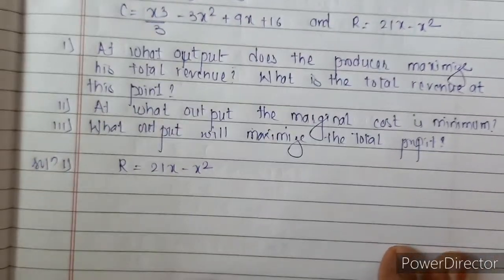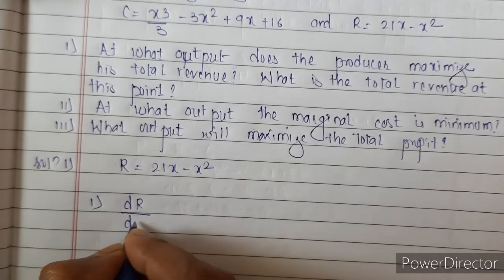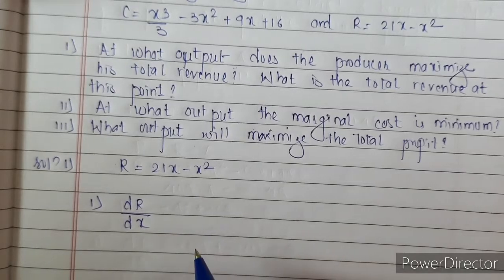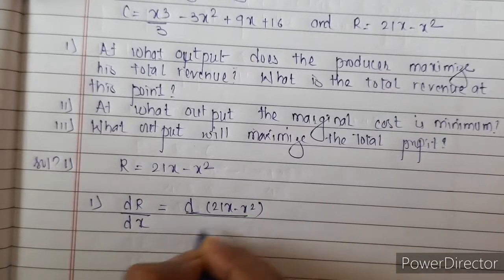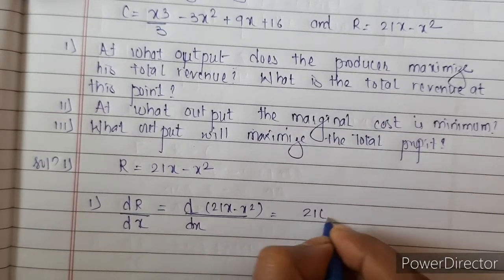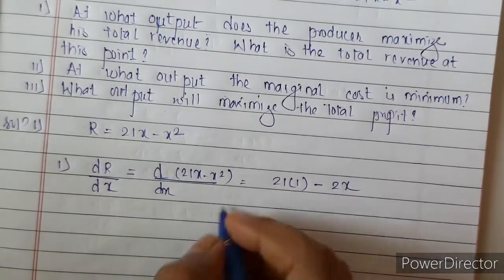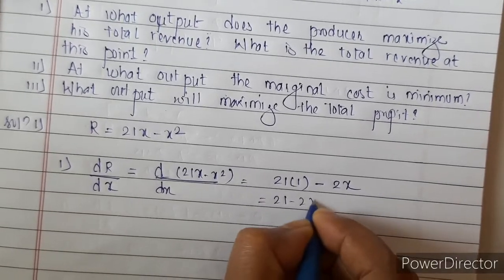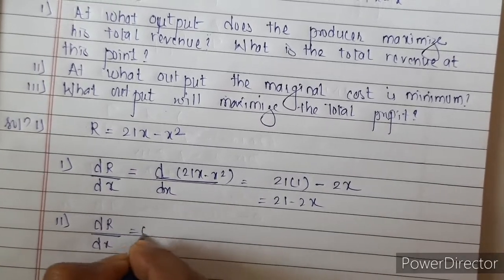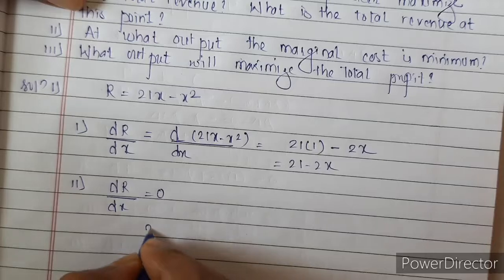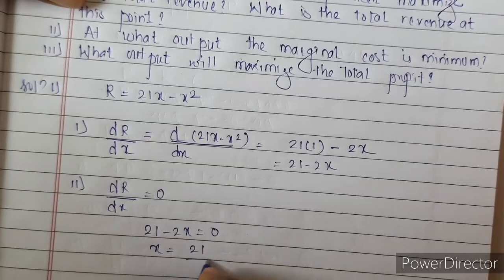Now since we have to find maximum revenue, the first step is to find the derivative of revenue with respect to output. In this case output is given as x. So the derivative of 21x minus x square with respect to x: the derivative of 21x is 21, minus the derivative of x square which is 2x. So we are getting 21 minus 2x. The second step is to equate this derivative to 0 and find the value of x. So we have 21 minus 2x equals 0. So the value of x here is 21 by 2.